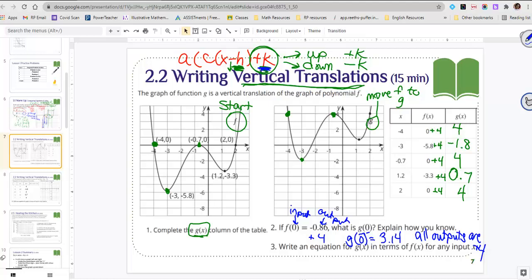So if that's the case, if we're just taking every output and moving it up 4 units, we could take our g of x function equals our starting function, the one we began with, f of x, and adding 4 to every output value. So it takes every f of x output value and just adds 4 to it.